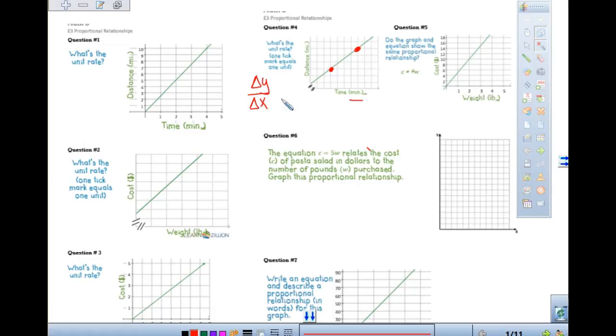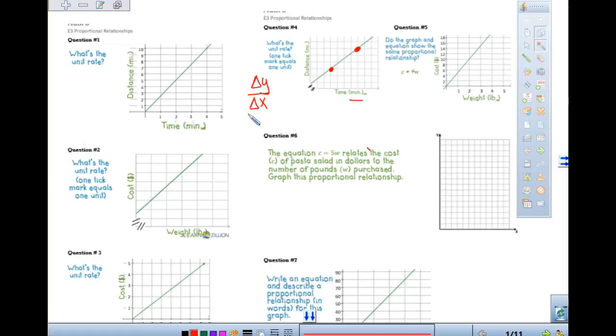So everyone, let's say that together. Unit rate equals change in y divided by change in x. Okay, we need to do it again because some of you aren't with it. So, unit rate equals change in y divided by change in x.